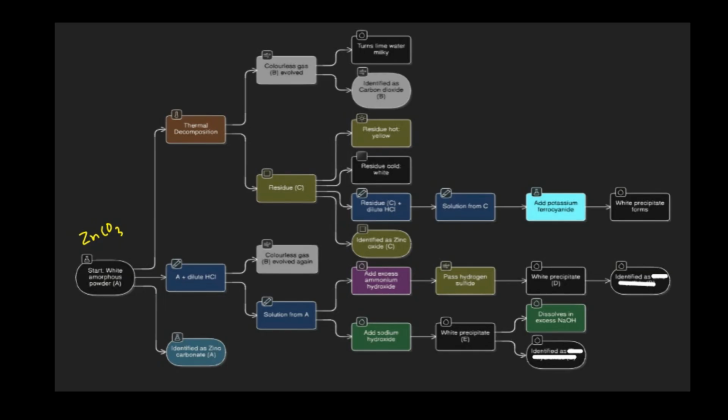Now what you can do, we will divide the solution which I got by adding this salt to the dilute HCl into 2 portions. In the first portion, I'll add ammonium hydroxide in excess and then pass H2S gas. This is basically the 4th group analysis, and then you will get the white precipitate D. In the second portion of the solution, we'll add sodium hydroxide and then we'll get the white precipitate of E, which gets dissolved in the sodium hydroxide. Then we'll also try to identify D and E.